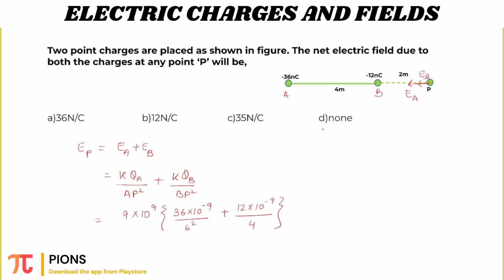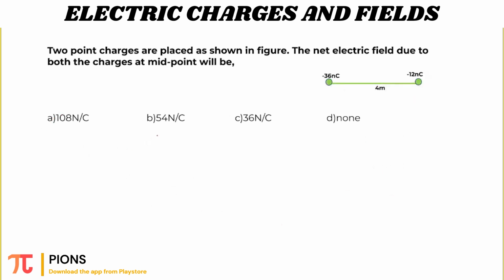Let's take now, let me solve it here. So net electric field at point P will be equal to, let's take 10 to the power minus 9 common out and cancel with 10 to the power plus 9. So it will be 9 into 36 over 36 plus 12 over 4. So that will give us 9 into 36 over 36, 1 plus 3. So that will be 36 Newton per Coulomb. That's option A. Understood?